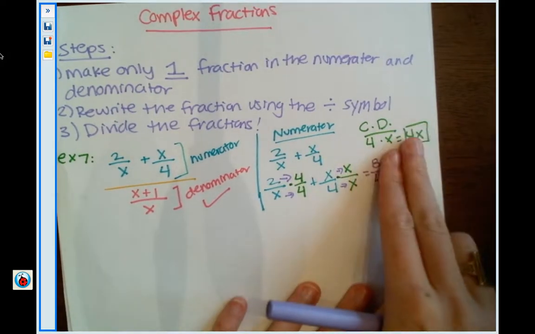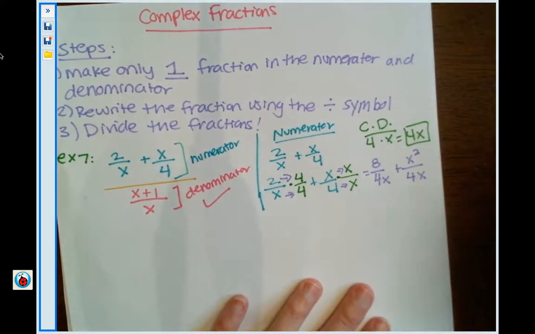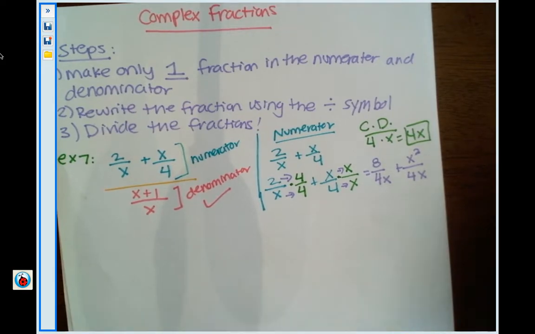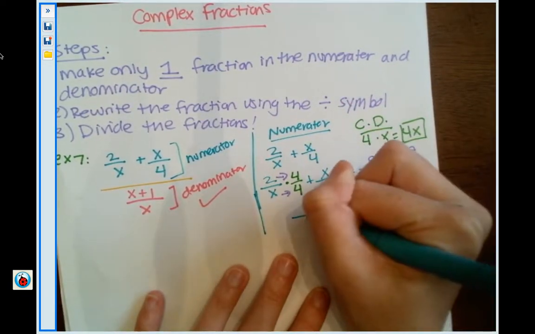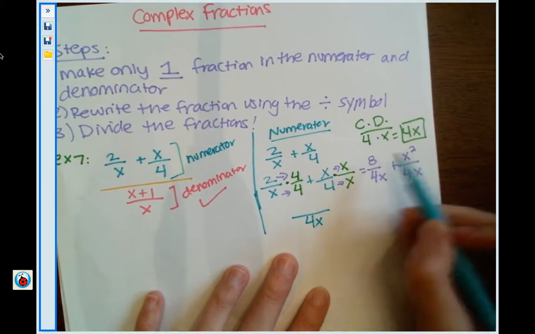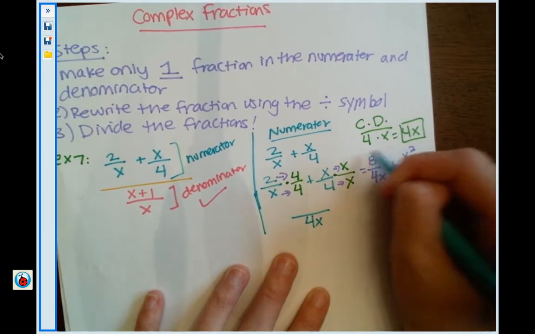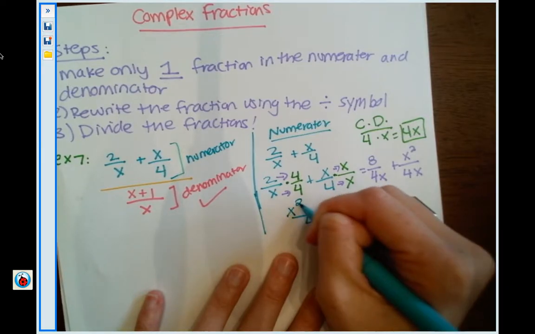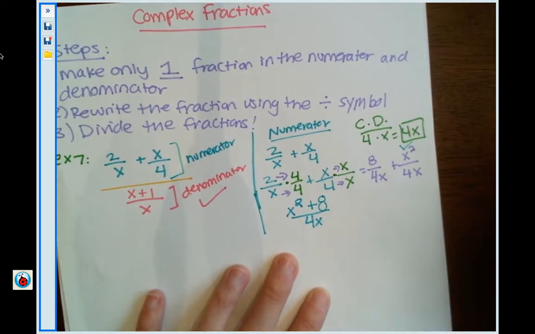Alright guys, if I can add these together, I will have one fraction in the numerator, since my denominator is already good to go. Okay, so now that I have a common denominator, I'm going to write those all over one fraction. So it's all over 4x, and then I have an 8 plus x squared. Typically when we add things together, we combine like terms starting with the highest exponent. My highest exponent is x squared and has nothing to combine to, so it's just x squared. And my 8 has nothing to combine to, so x squared plus 8.